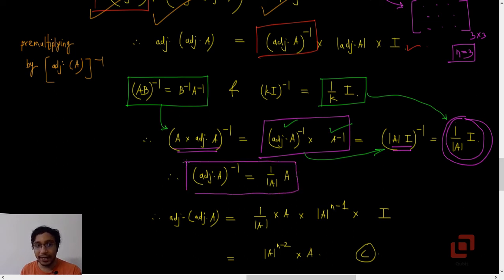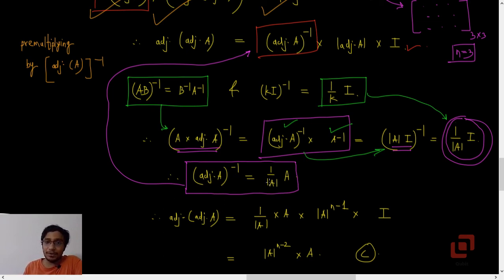Now why did we find it? First of all, we found it because we required it here. So even this is now some material for another MCQ. What is the inverse of the adjoint? It is 1 upon determinant of A into A. You can also note this down, that adjoint of A's inverse is always 1 upon determinant of A into A.